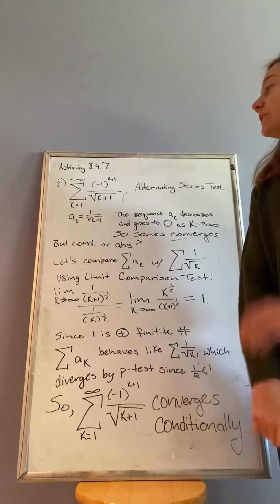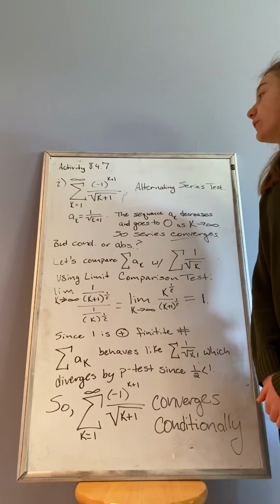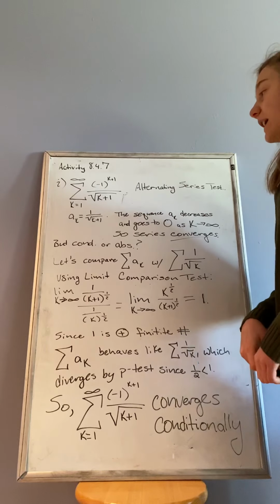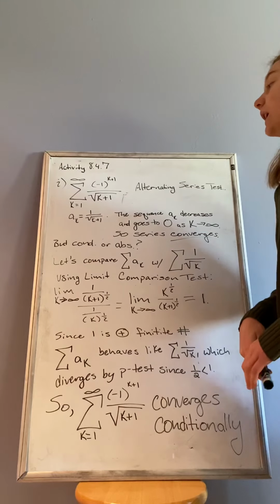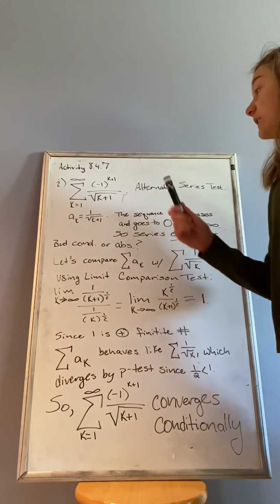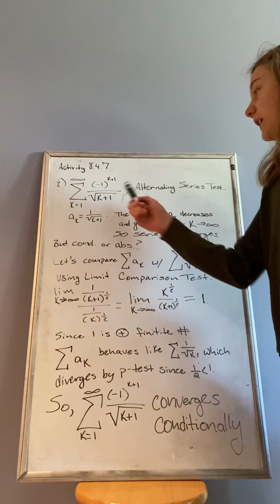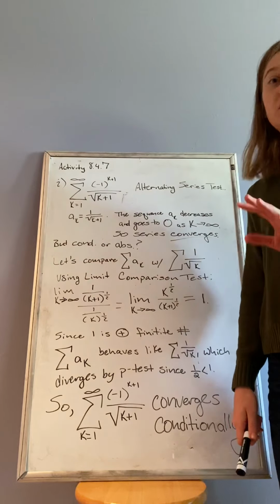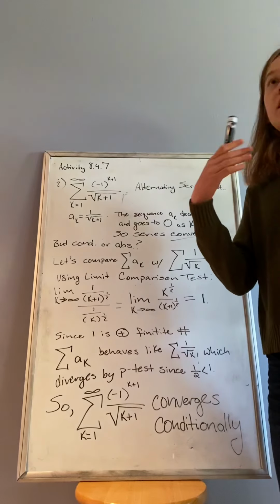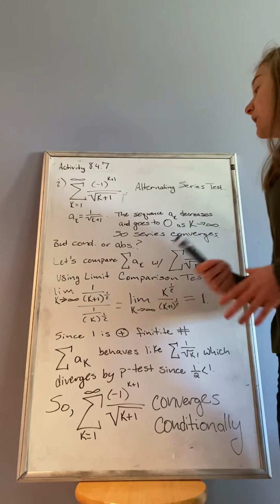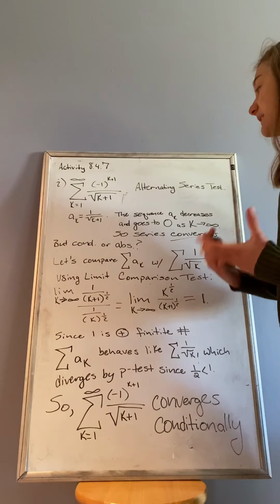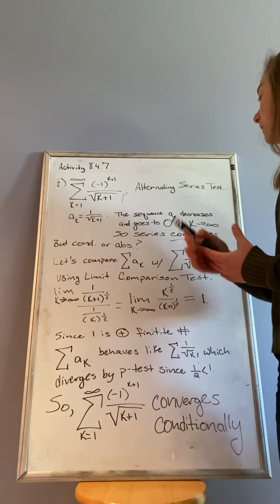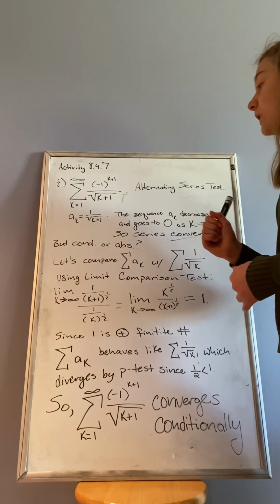Alright, so now I'm going to do part I of 8.4.7. So we have the infinite series of (-1)^(k+1) over the square root of k plus 1. This is an alternating series because we have this -1 here at the top that keeps flipping sign for each term. So it makes one term positive, then the next term negative, and so on and so forth. To see if this series is going to converge or diverge, we can use the alternating series test.